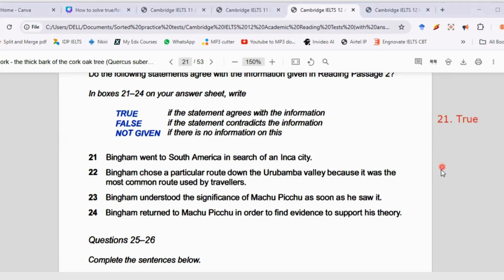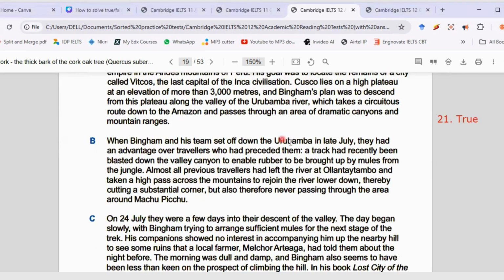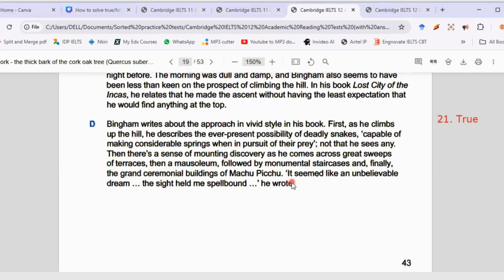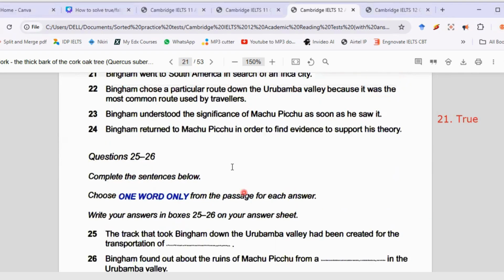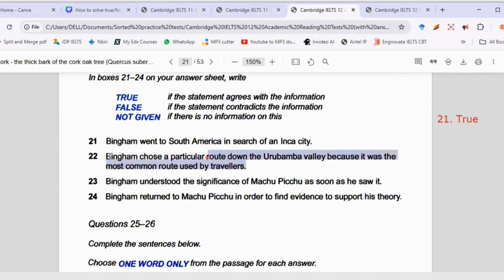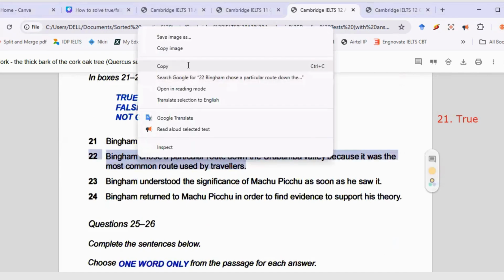So let's go to the passage. See Urubamba here in the second paragraph. Now let me allow you guys to read this paragraph. I want you to read this paragraph and tell me the answer to the question. Let me copy the question and put it by the side. And then you tell me the answer.